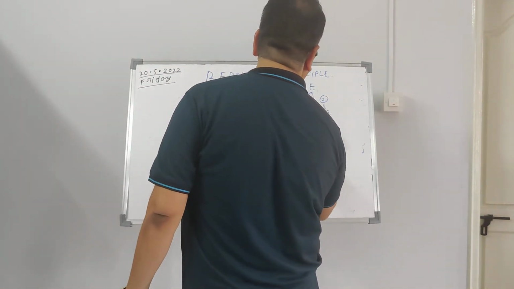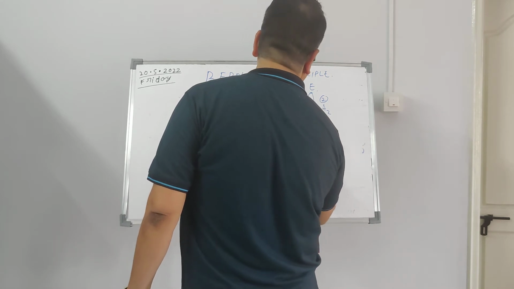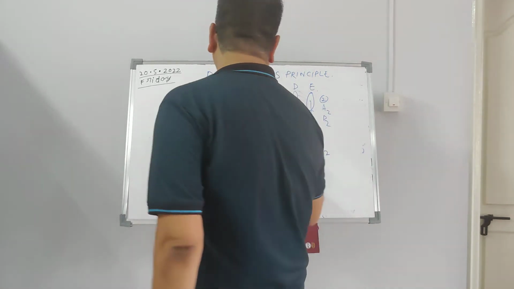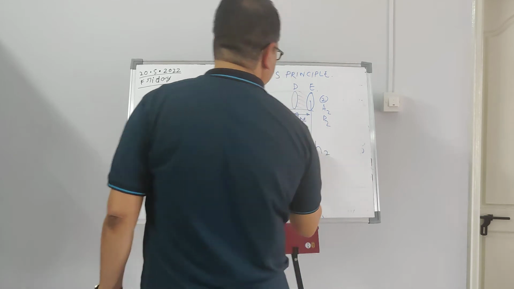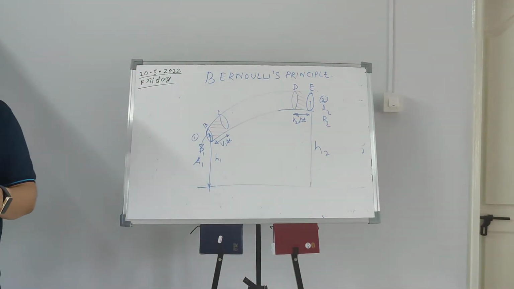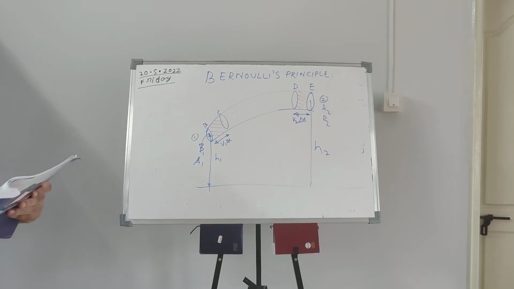And here, let us say the velocity is V2 at the exit point. So V2 into delta T. This much distance it might have moved, right? So V2 into delta T.